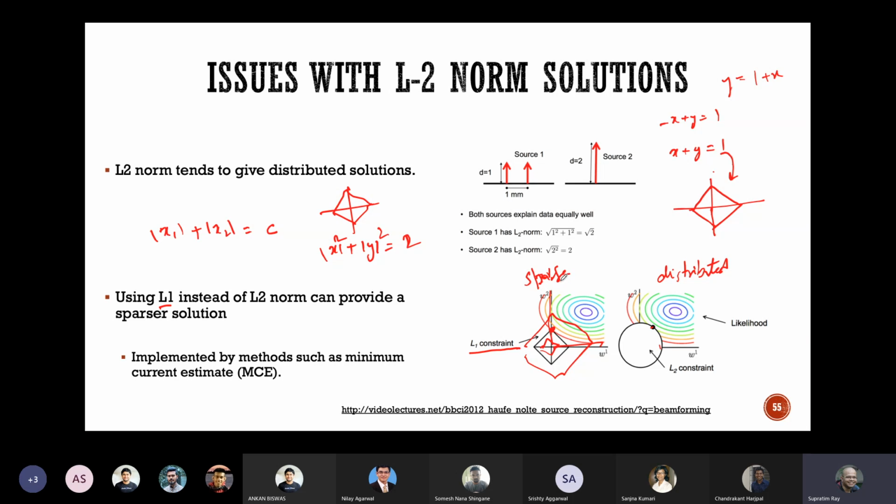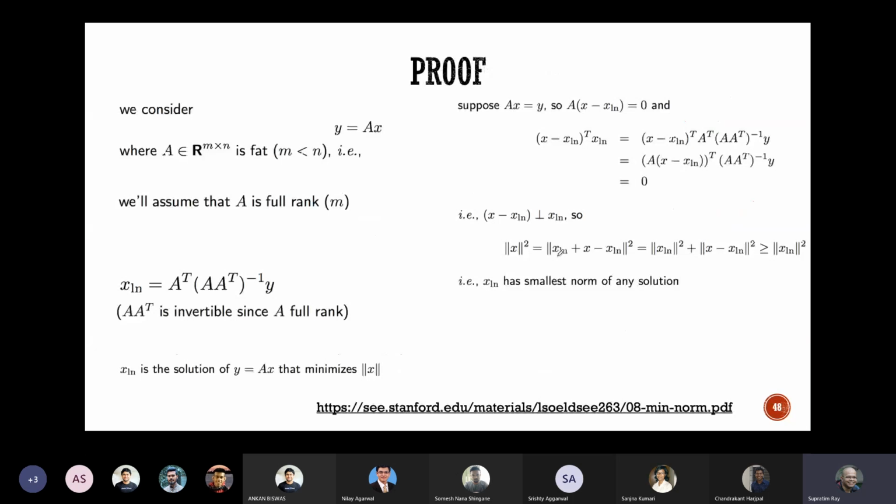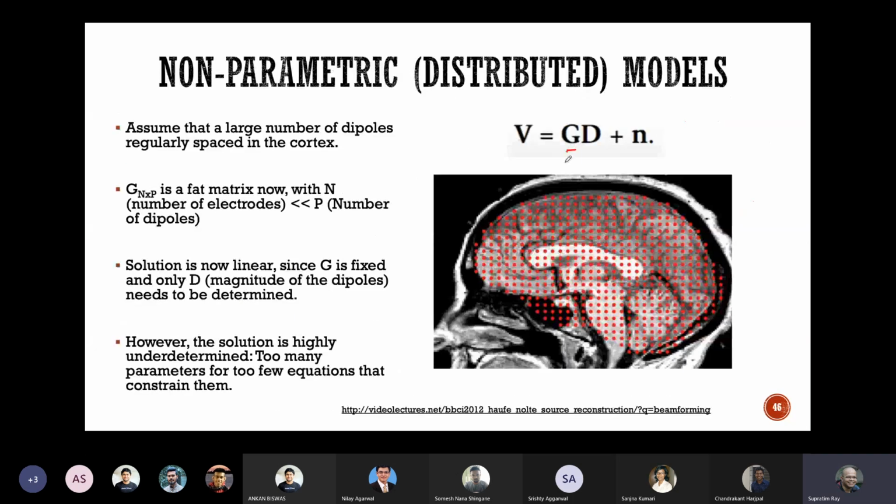Okay, this is a very loosely defined, intuitive way of thinking about sparsity. But remember, when I have this here, G is an extremely fat matrix, 64 cross 10,000, and D here is a 10,000 cross 1 matrix. Now you really don't want 10,000 non-zero entries here. You will solve it, but why have so many dipoles? It just complicates the interpretation.